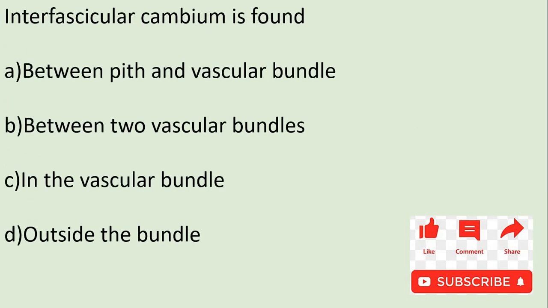Interfascicular cambium is found A. Between pith and vascular bundle. B. Between two vascular bundles. C. In the vascular bundle. D. Outside the bundle.